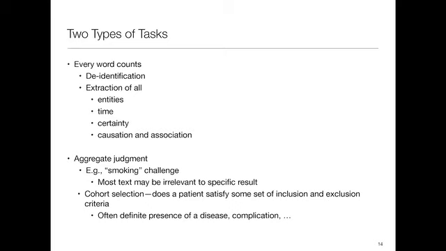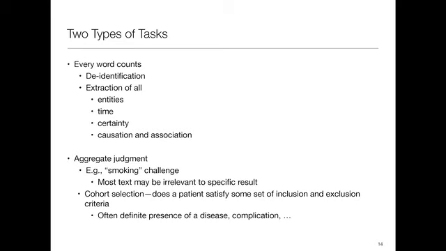The other thing to keep in mind is that there are two very different tasks. So for example, if I'm doing de-identification, essentially I have to look at every word in a narrative in order to see whether it's protected health information. But there are often aggregate judgments that I need to make where many of the words don't make any difference. And so, for example, one of the first challenges that we ran back in 2006 was where we gave people medical records, narrative text records from a bunch of patients and said, is this person a smoker?